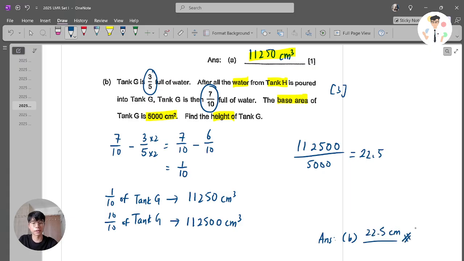Yes, and you are done for this question. Okay, simple and nothing tricky, but it's a very good question for us to revise something about volume and a bit of the fraction. Okay, so let's move on to our next question.